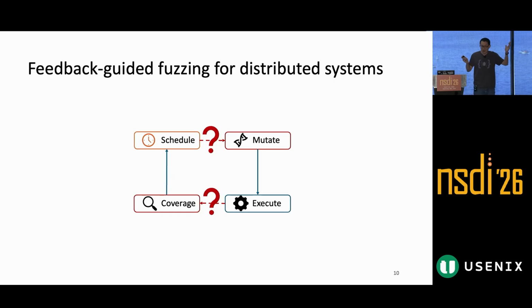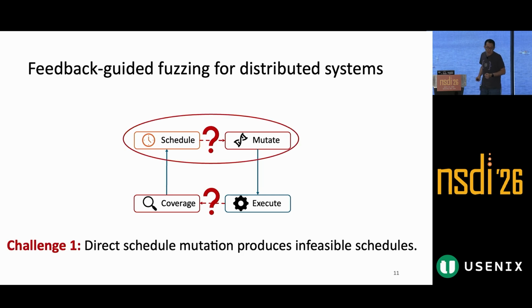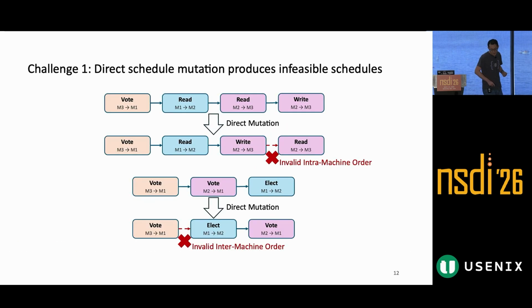And I mean, the answer is yes, because the paper is published. And we need to solve two challenges. The first challenge is how do we perform the mutation? In traditional software, we just perform bit flips for the program input.